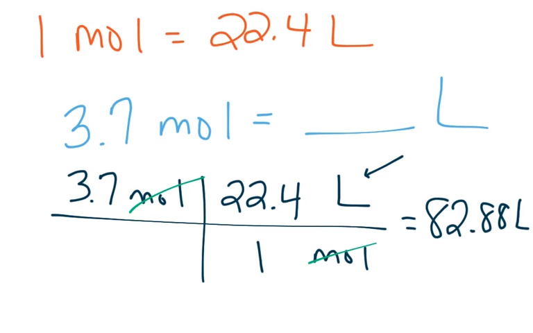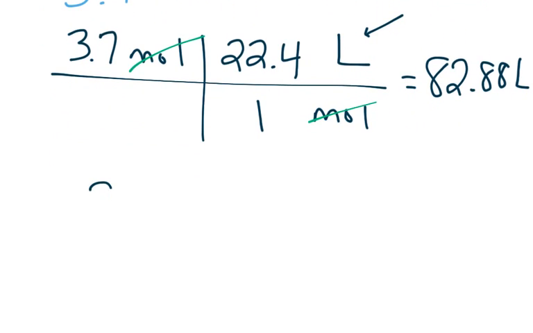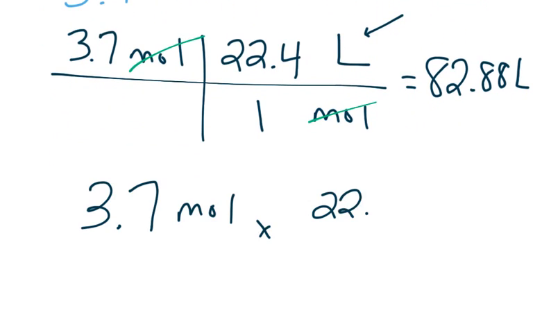That's dimensional analysis. Now, some of you are going to end up sticking to 3.7 moles times 22.4 liters over 1 mole. Perfectly acceptable, all right? It's whatever works for you. But here's why I recommend the cross.